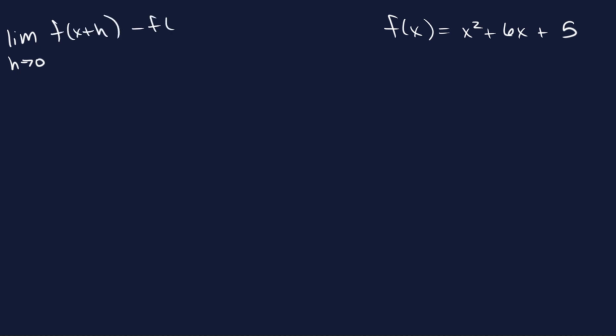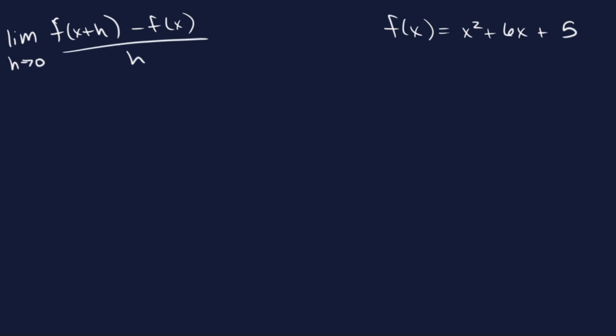All right, let's go over one more example. And this time, we are going to be dealing with f of x is equal to x squared plus 6x plus 5. And we want to find the derivative using the limit definition. You are not going to be given this formula on a formula sheet, so you are going to need to memorize this formula. So let's write it down again. It is the limit as h approaches 0 of f of x plus h minus f of x over h.